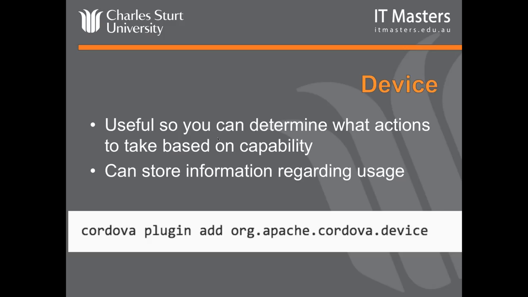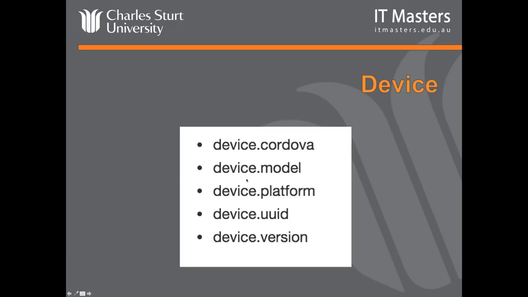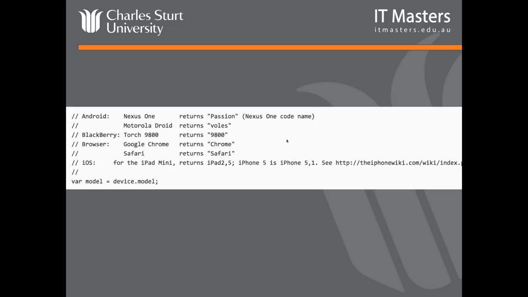So we can figure that out here. We add the plugin here, which is the device plugin, and then we can do something about that. So these are the fields that we have access to. Cordova itself, which we'll look at in a sec, we've got the model, we've got the platform, we've got UUID, and we've got version. So we'll have a look at what these mean.